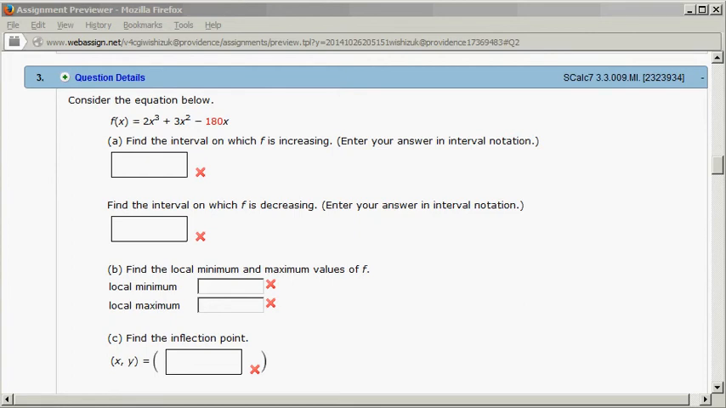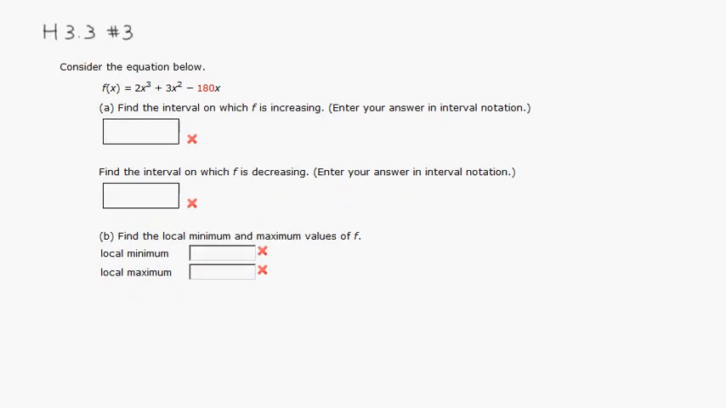All right, let's look at homework 3.3, problem number 3. We have this cubic function, and we want to find the intervals on which f is increasing and decreasing. So let's do that. We have to take the derivative.